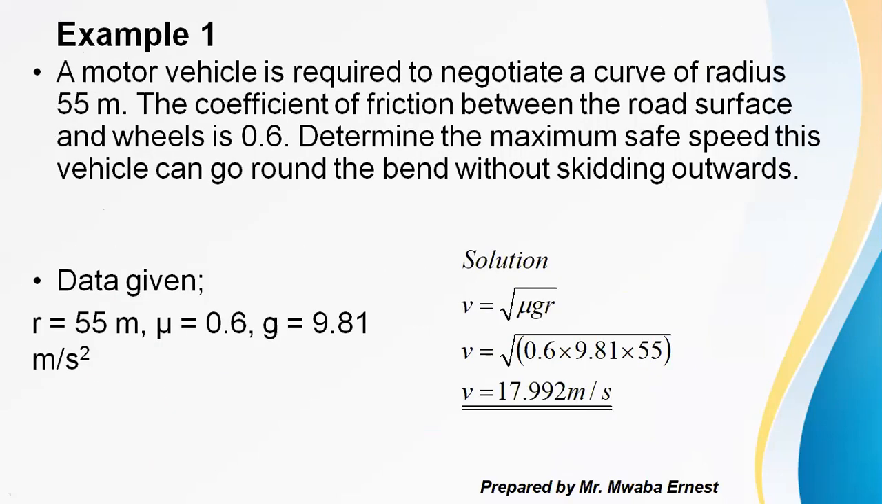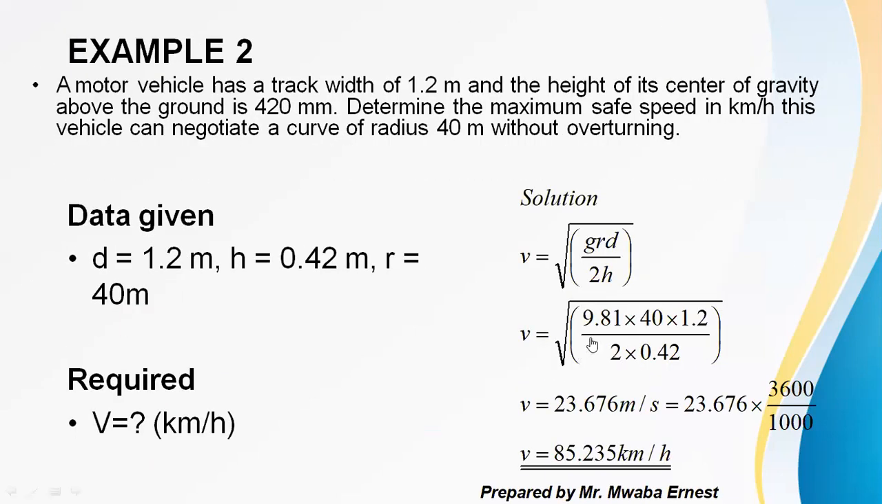And let's see what is there. So having said that, we can now just do the replacement of these values. g is 9.81. R, we've been given, is 40 meters. d is 1.2 meters. 2 is there. The height of the center of gravity above the ground, or the distance between the road surface and the center of gravity, is 0.42 meters. So then you have all the factors there.